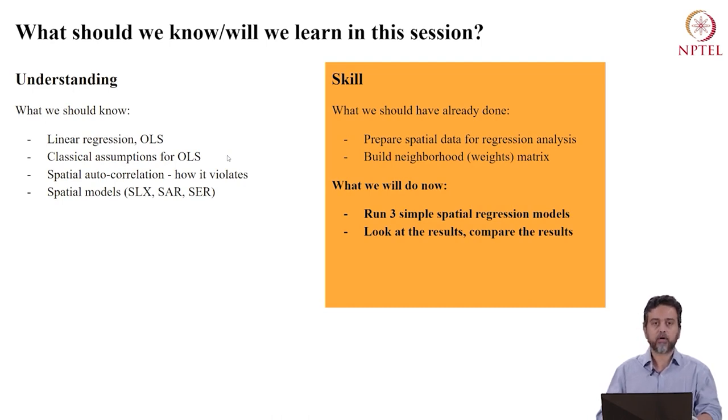In the last session, what we did was we prepared our spatial data for regression analysis. If you recall, it was groundwater levels data, and we were trying to explain groundwater levels in space using some observations on rainfall, temperature, and cropping. So trying to combine climatic and anthropogenic factors to explain the groundwater level over a region of space in Uttar Pradesh. So we prepared this data and we built our neighborhood or weights matrix that is required to indicate the spatial relationships in our region. We need these two steps before we start running our regressions.